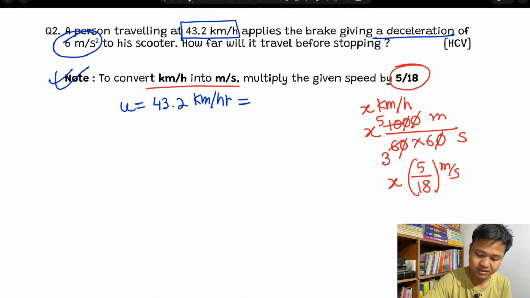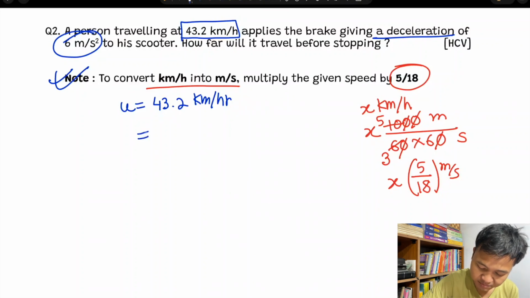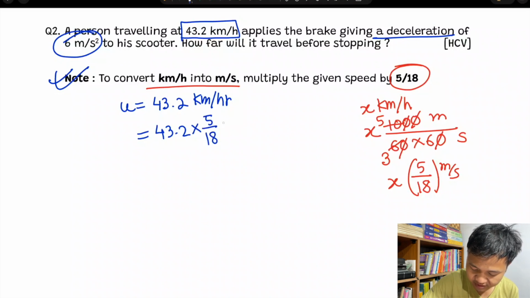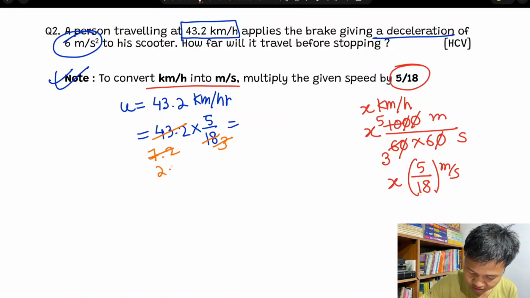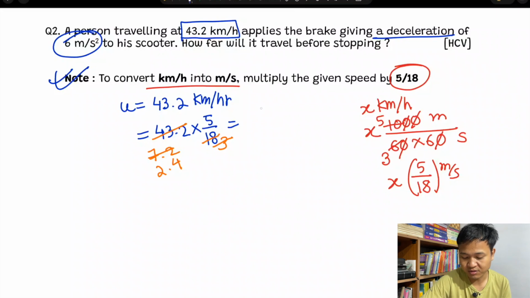So remember, when converting to meter per second, we take 43.2 into 5 by 18. 6 3 are 18, 6 7 are 42, 6 2 are 12. So 3 2 are 6, 3 4 are 12. So 5 into 2.4, 5 4 are 20, 2 in hand, 5 2 are 10, 11, 12 meter per second. So u is 12 meter per second. The question is how far it will travel before stopping.